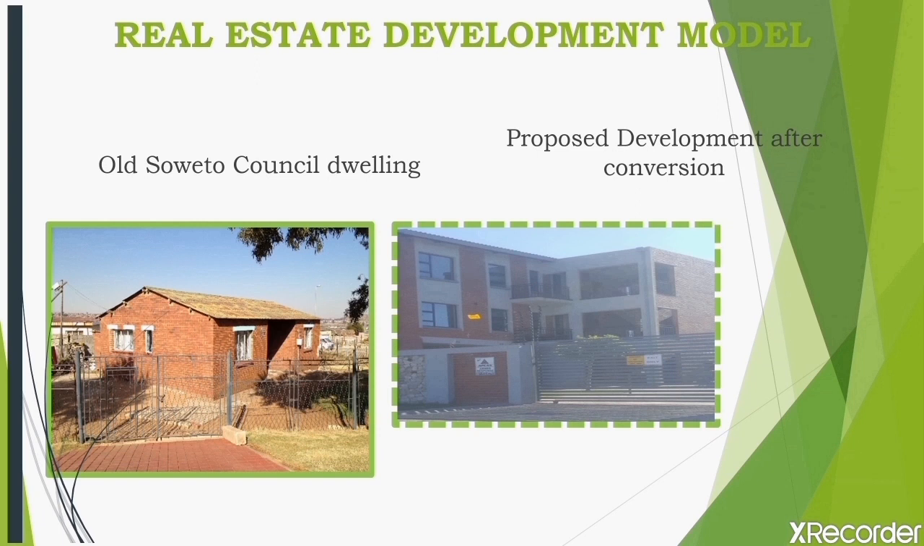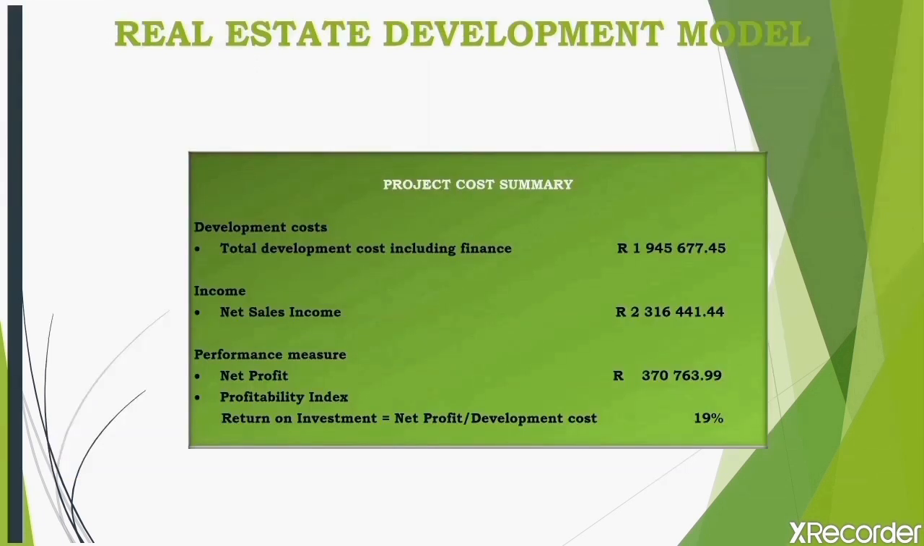The gross lettable area is 213 square meters at the rate of 111 per square meter and an anticipated rental value of 3,000 per month. The projected development cost will be 1.9 million and a capital value of 2.3 million and a profitability index of 19% if units are disposed or sold immediately after the development.